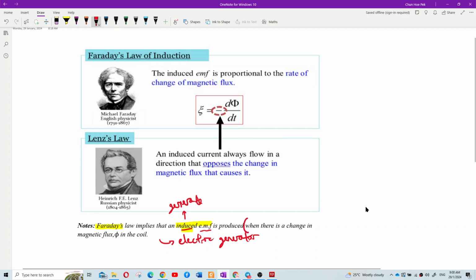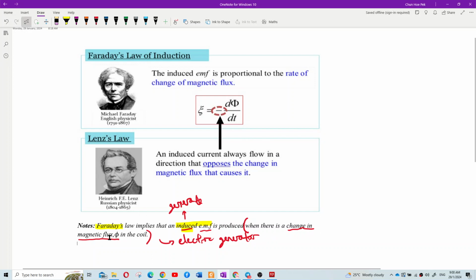When there is a change in magnetic flux in the coil. This is the most important statement here. When there is a change in magnetic flux in the coil. How do you generate electricity, class? When there is a change in magnetic flux in the coil.